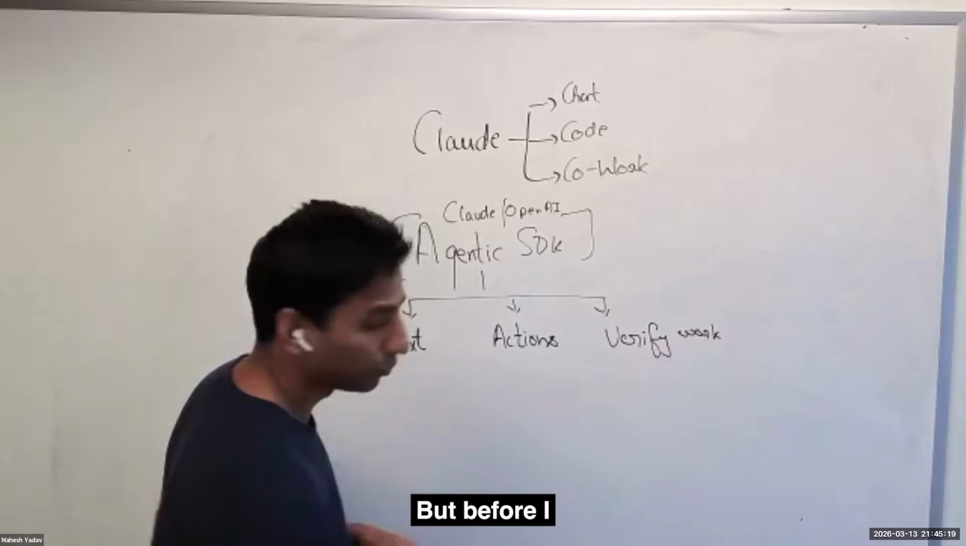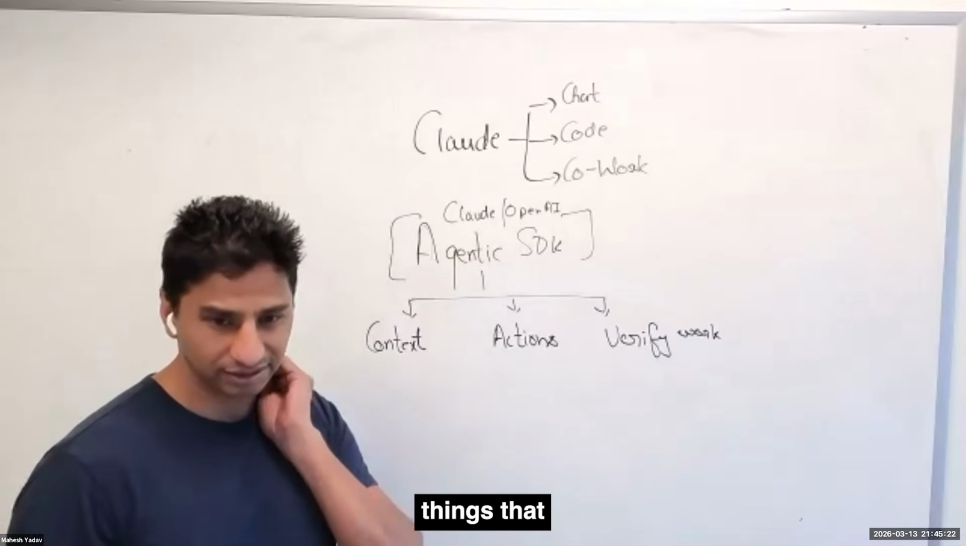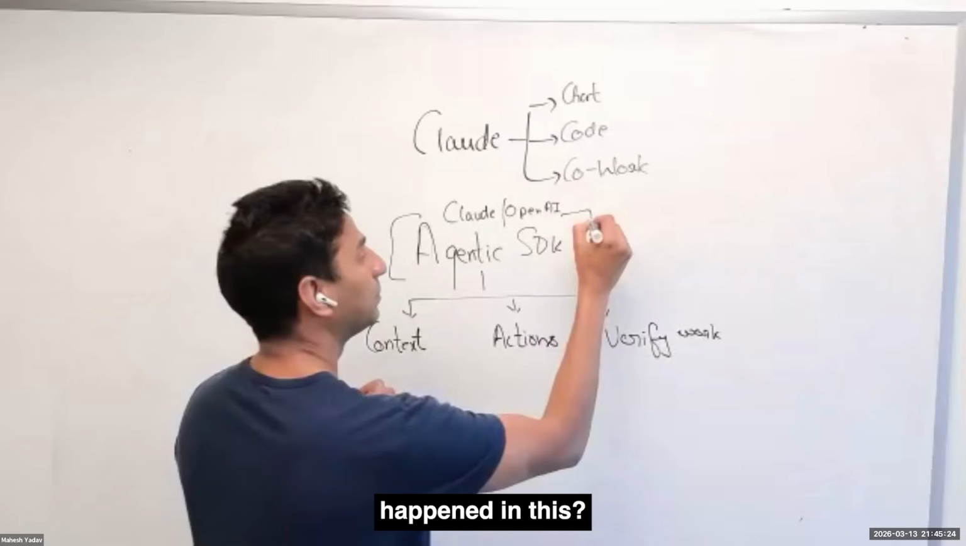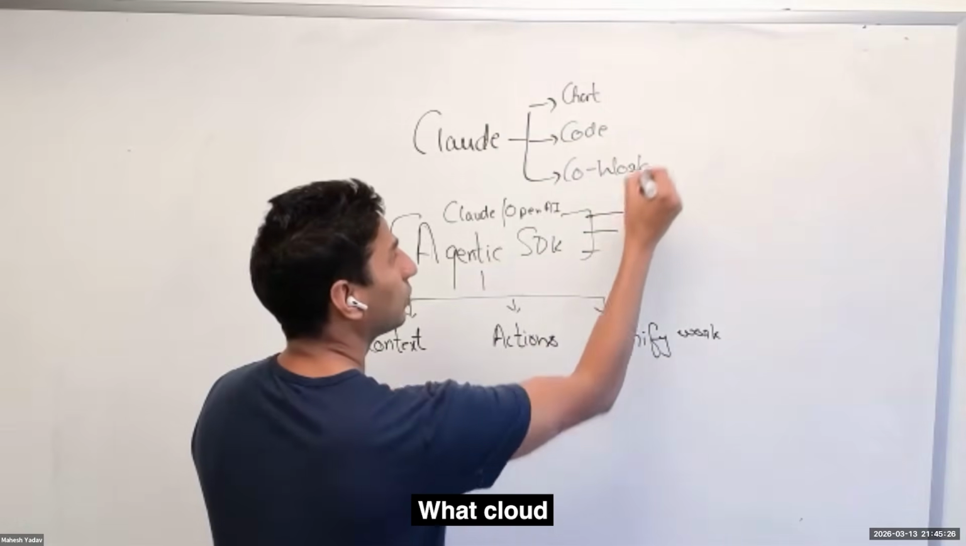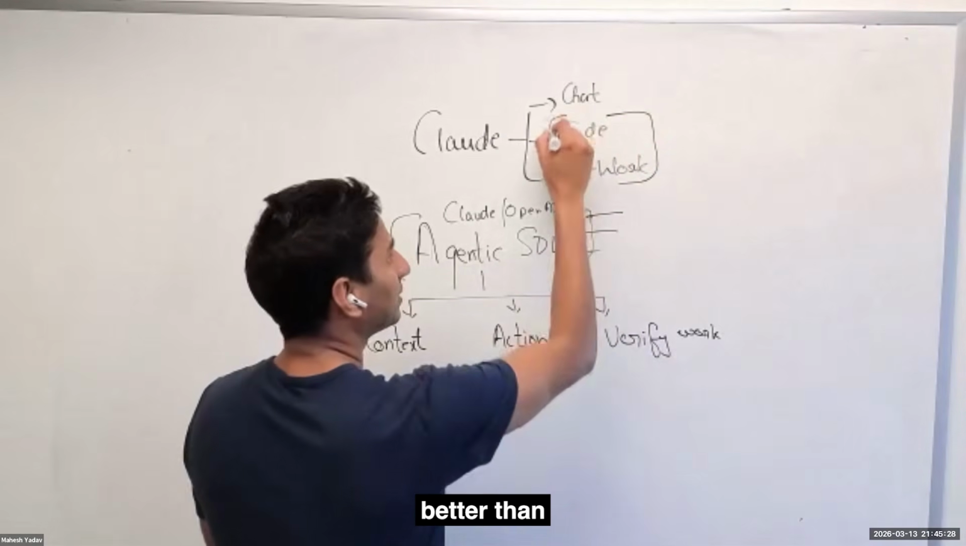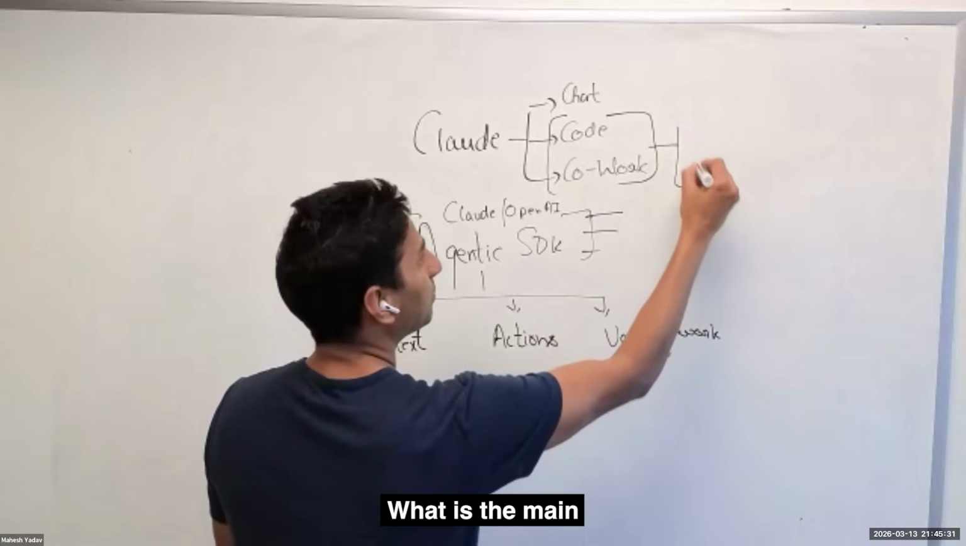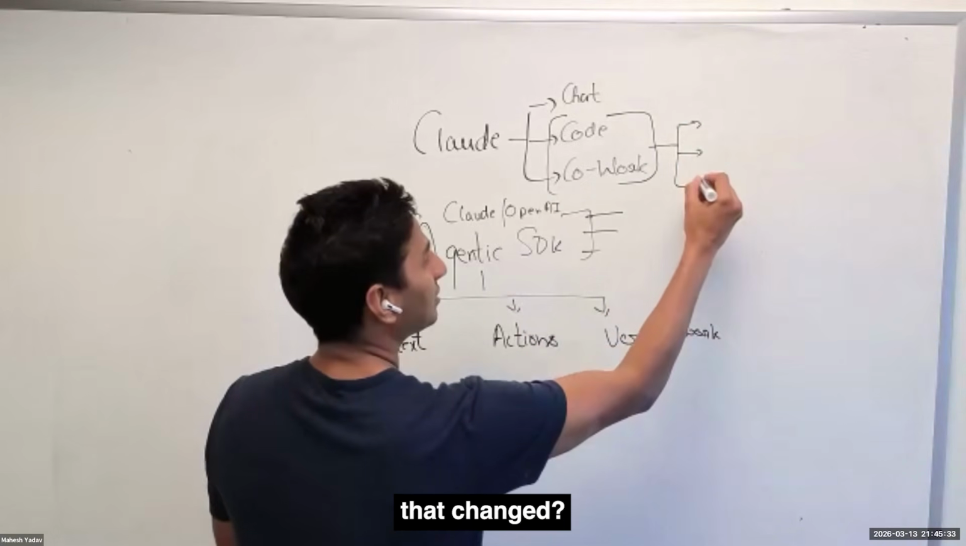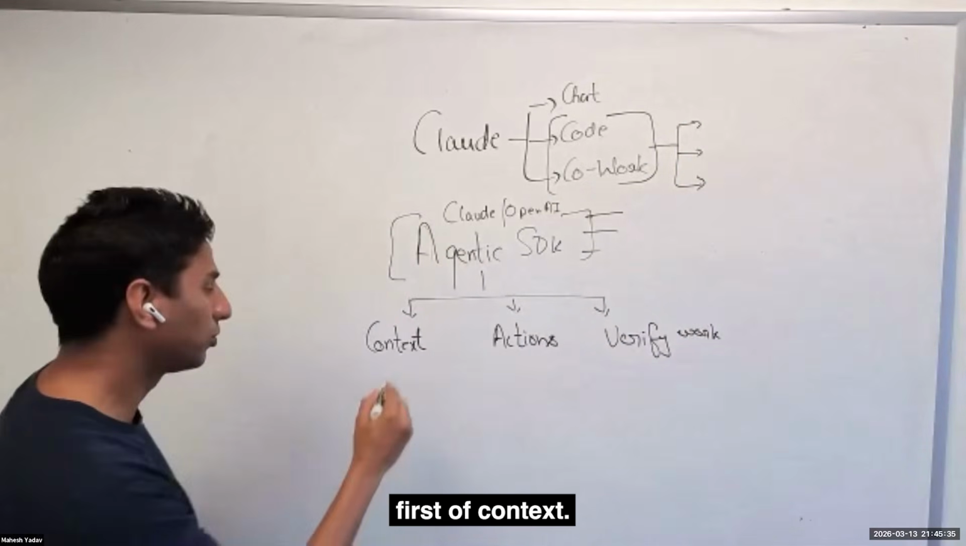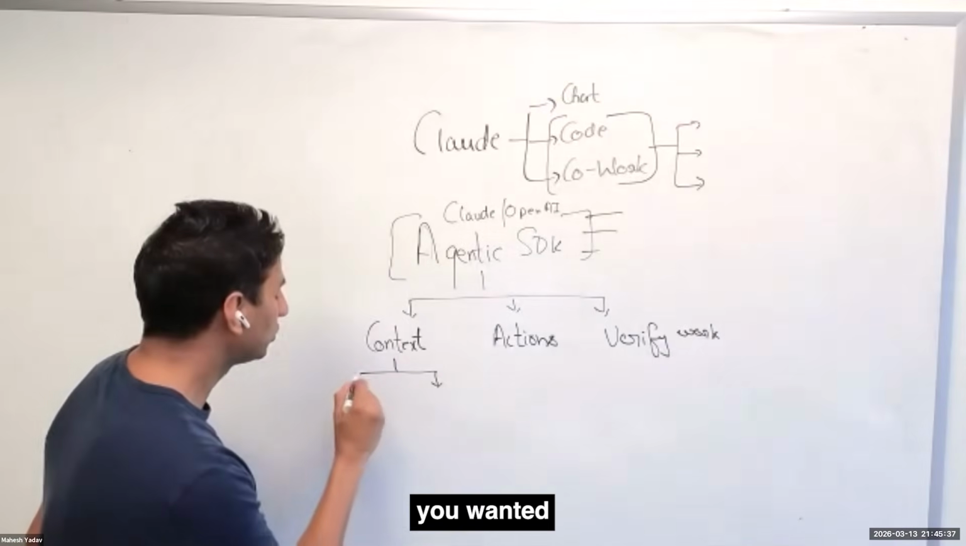But before I go forward, two or three main things that happened in this. What do Claude Code and Co-Work do specially better than anything else? What are the main things that changed? Let me first talk about context.